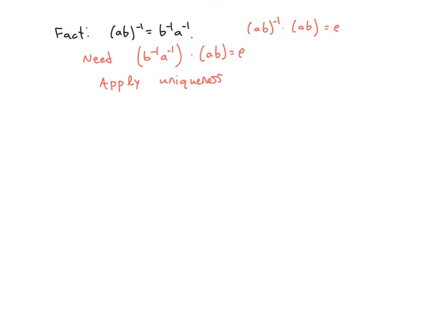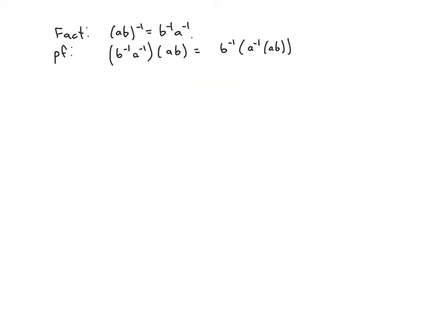In other words, if I show that this actually is the inverse, satisfies the same property as the inverse element, then it is the inverse element. So now we attempt to do that calculation. First thing we do is we apply associativity by treating AB as one element and then moving these parentheses over.